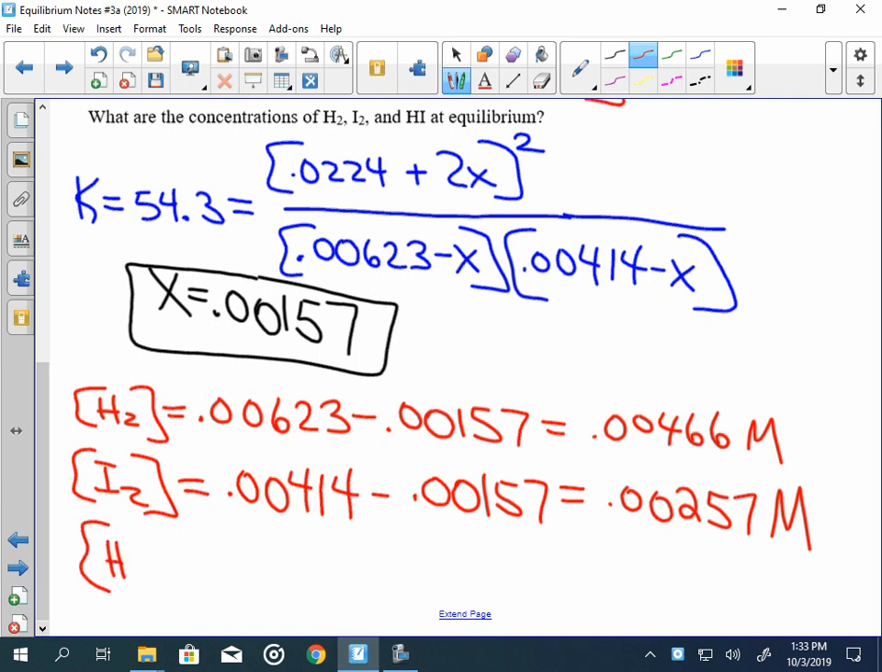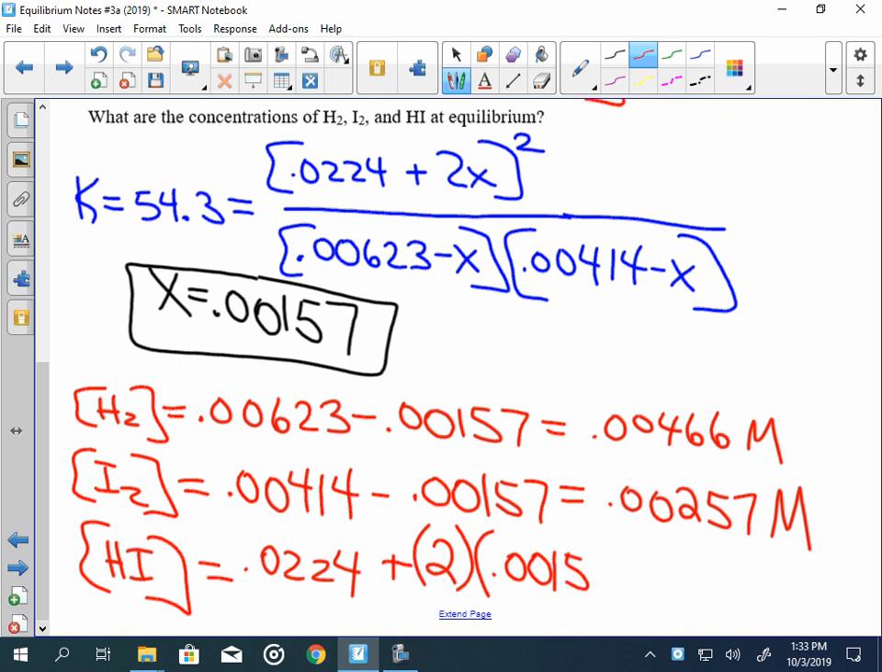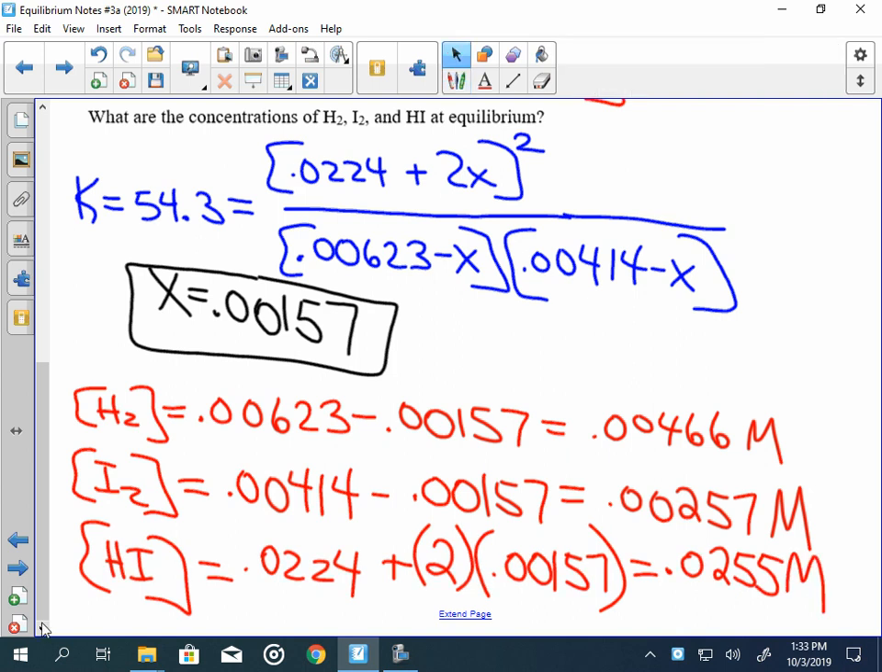HI. That started at 0.0224, and it's going to go up by 2 times x, 0.00157. And final answer there, 0.0255 molar. Not difficult at all.